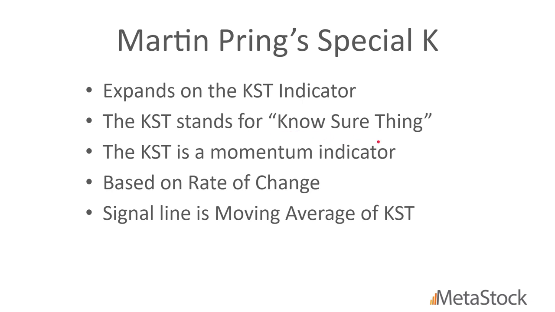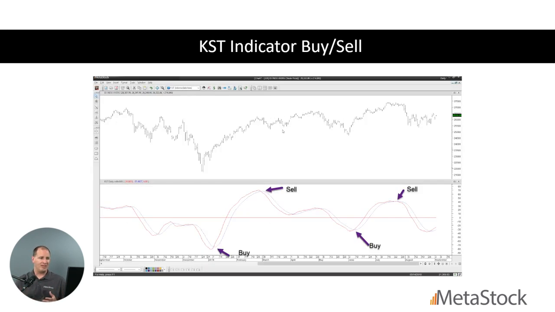So this is actually a momentum indicator. What it's based on is rate of change. So it's looking at the rate of change of how the market's moving, or the individual security that you're looking at, how it's moving, and then gives you a signal. Now, how that signal is derived is you take the KST indicator, which is the solid line here, and then you put a moving average over it, which is the dotted line. And when the KST moves above or below the signal line, you get buy or sell signals.